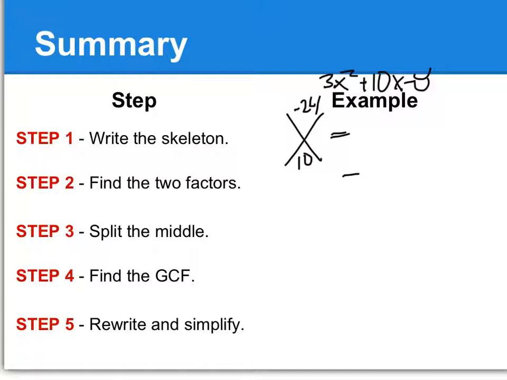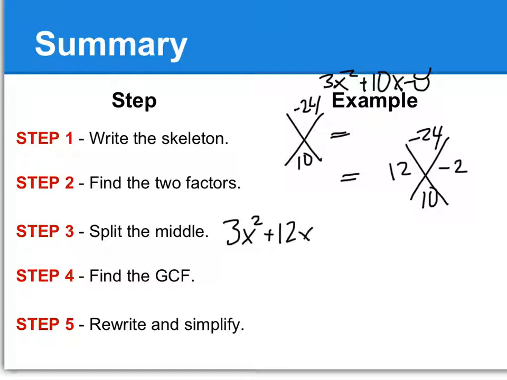Find the two factors. Step 2 would be, in this case, you write everything: 12 and -2. Step 3 is split the middle. So you would rewrite the whole expression as 3x squared plus 12x minus 2x minus 8.